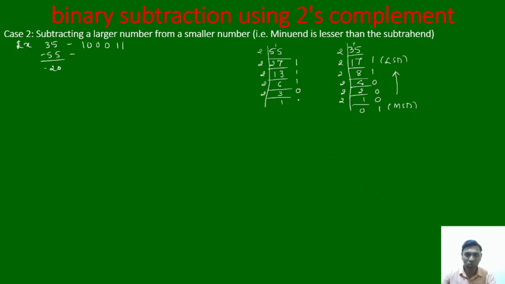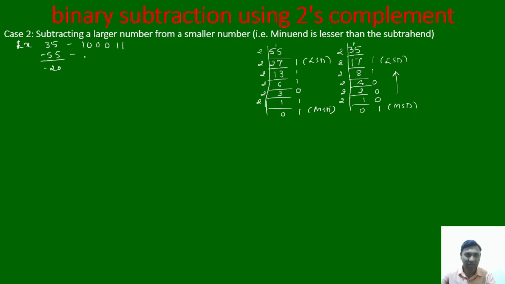2 ones are 2, 1 is the remainder. 2 zeros are 0, and this one will become the remainder. So the first remainder is called the least significant digit and the last remainder is called the most significant digit. Here you can check, 2, 4, 6 digits are there, and here also we have got 6 digits.